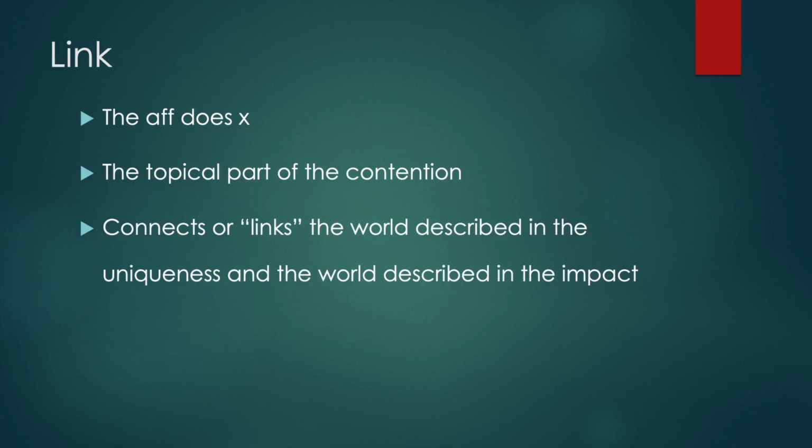It's worth mentioning. The link is basically what the AF does that impacts the area that the uniqueness is concerned with. So this is the topical part of the contention, the part that is specific to the action of the resolution. It connects, or links, the world described in the uniqueness and the world described in the impact. So how do we get from the problem that we currently have to the solution? And that has to do with the topic and the implementation of the topic.